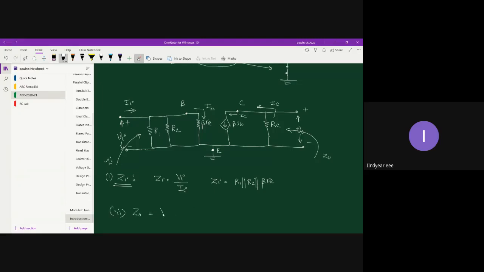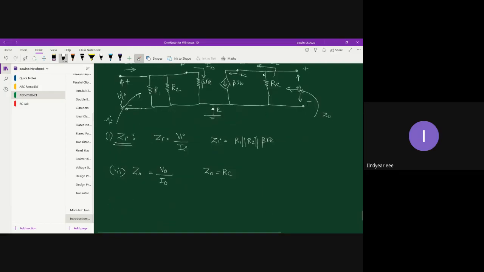Next, let's go to Z0. By definition, Z0 is a voltage to current ratio. Or by inspection, you can also say that Z0 is equal to RC, because across the output port, that is collector and ground, you find that RC is connected. Hence, your output impedance becomes RC. If R0 is counted, then Z0 is going to be R0 parallel with RC.